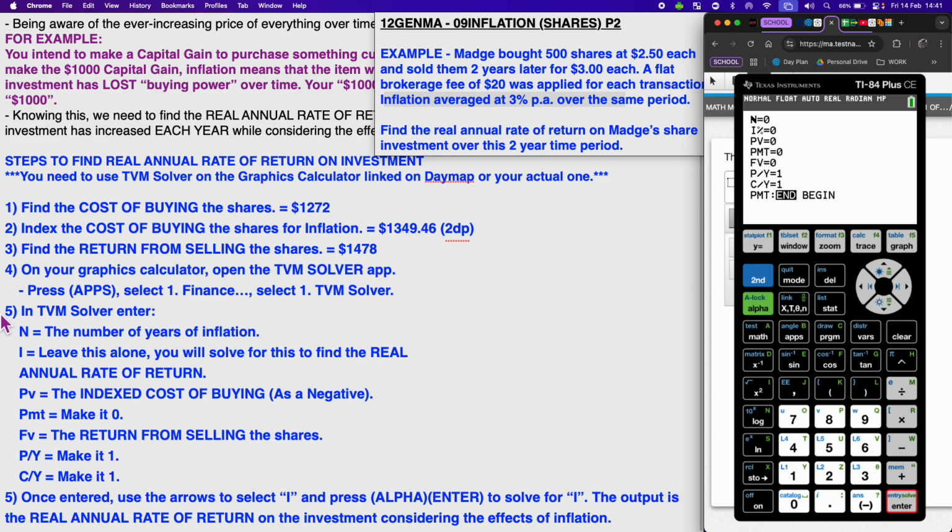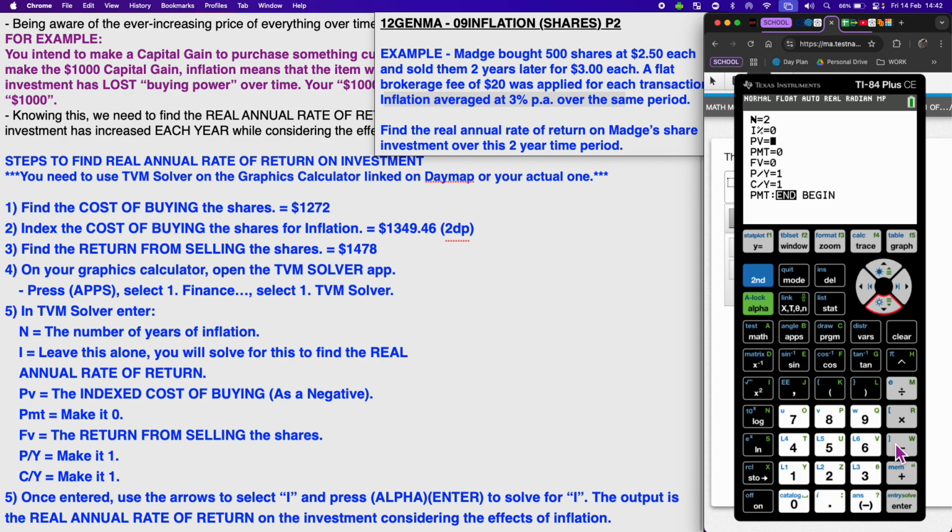I've told you in these steps, that's why it's so long, I've told you just what to put in here. So what does N stand for? The number of years of inflation. How long did it inflate for? So N is going to be 2. I, what did I say? Leave it alone. That is your answer. That's the real annual rate of return. So leave it. What did I say PV is? The indexed cost of buying, but as a negative. So it's this number here, 1349.46, but negative.